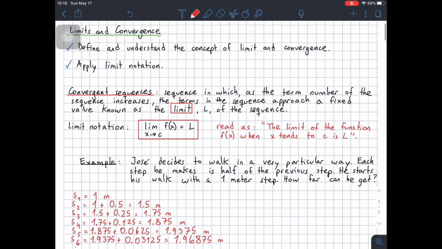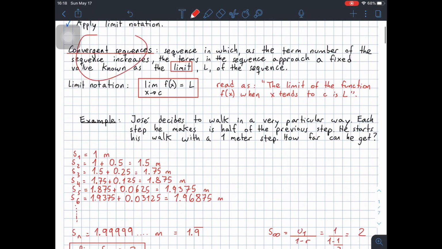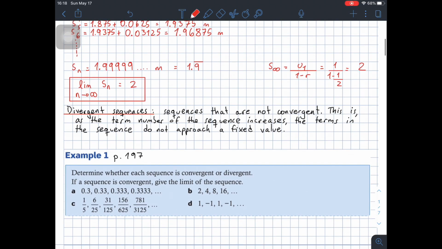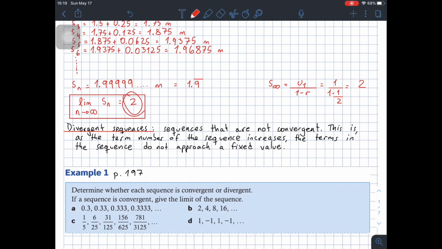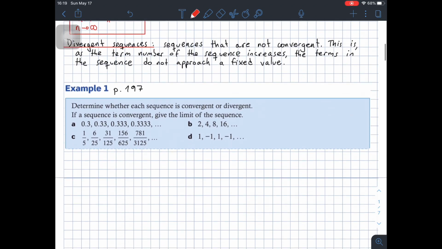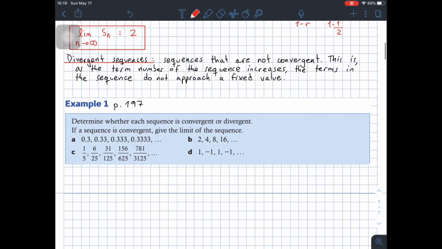Then we have the opposite definition. We've seen convergent sequences. Now we're going to see divergent sequences. And you see that it's exactly the opposite, right? Divergent sequences are sequences that are not convergent. As the term number of a sequence increases, the terms in the sequence do not approach a fixed value. That is, they keep on growing indefinitely, right? They do not approach a specific value like in the example we've seen recently. So let's see this example in order to clarify this.